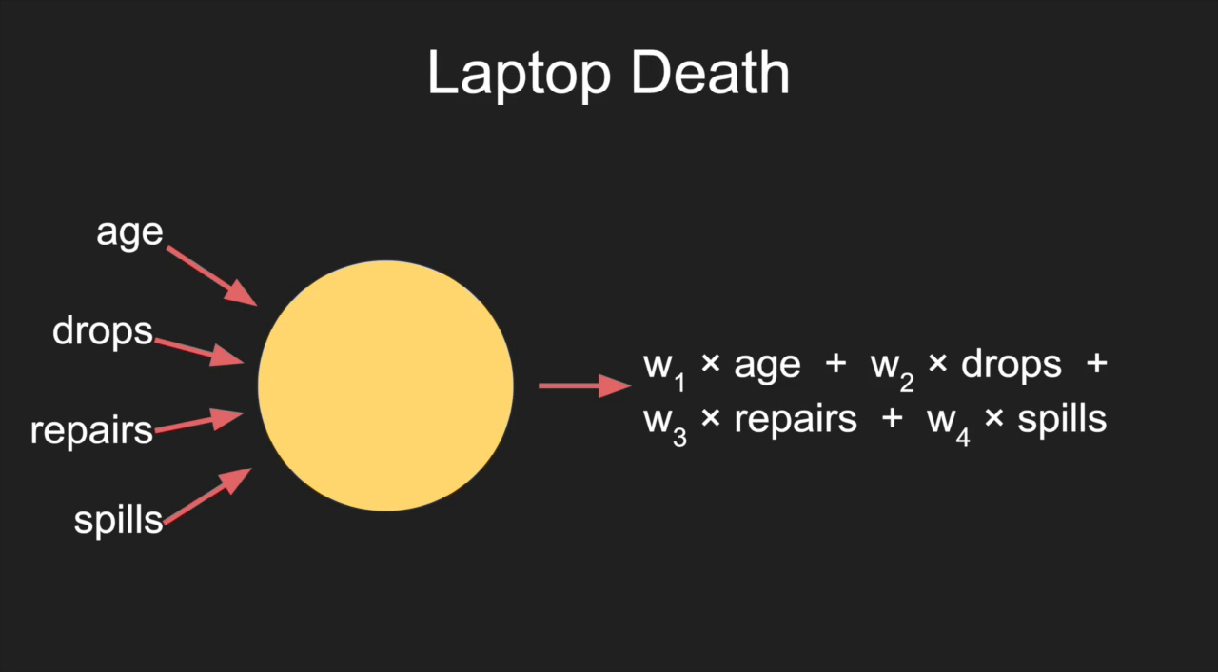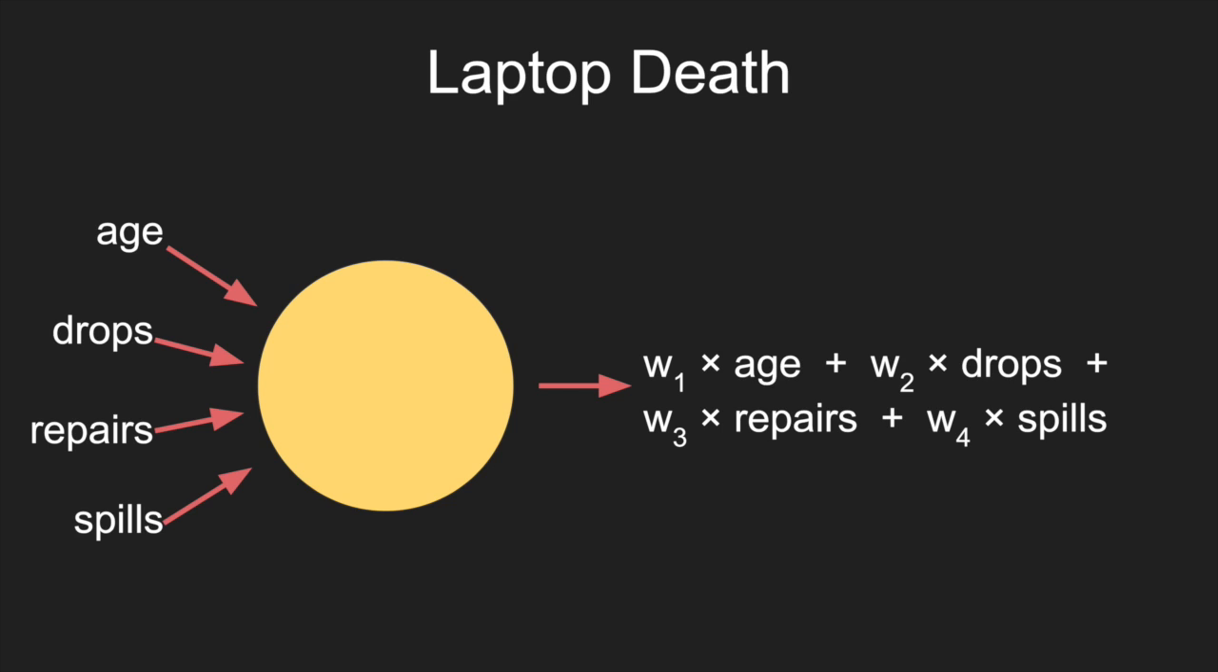So we've already decided the inputs of the neuron, and we're going to use a linear combination. So this is what our neuron is basically going to look like. It's going to take these 4 variables, and it's going to compute an output by doing this weighted sum kind of thing. So we'll do weight 1 times the age, plus weight 2 times the number of drops, plus weight 3 times the number of repairs, plus weight 4 times the number of spills. And we want this mathematical expression to come out to be a higher than normal number if the laptop is likely to break. So how could we go about deciding these weights?